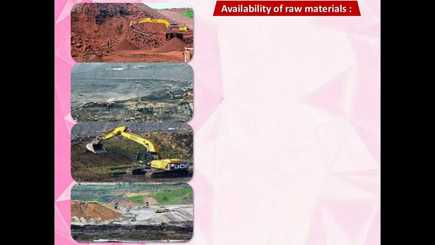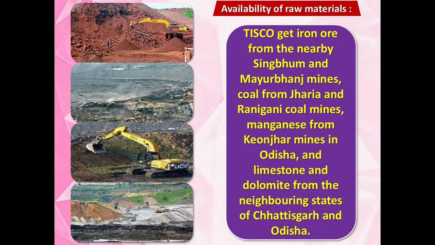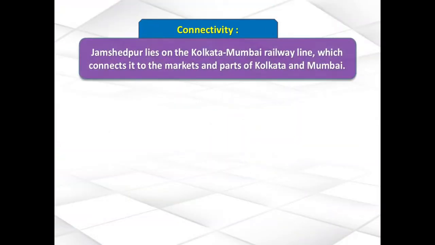So the availability of raw materials. TISCO gets iron ore from the nearby Singhbhum and Mayurbhanj mines, coal from Jharia and the Raniganj coal mines, manganese from the Joda mines in Odisha, and limestone and dolomite from the neighboring states of Chhattisgarh and Odisha. So these are all the ores, that means the raw materials for making iron and steel products, children. Okay, and next one, the connectivity.